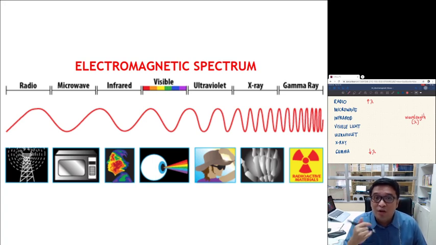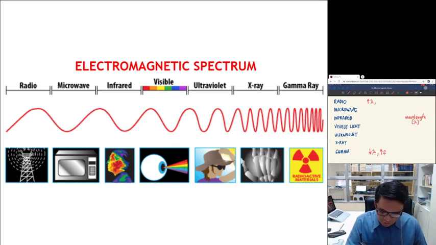Now in terms of frequency, or the number of waves that you see, you notice here that gamma rays are more frequent. They appear many times. So among the 7 waves, gamma rays have the highest frequency, because we see many waves in our diagram. On the other hand, radio waves, because they have longer wavelengths, we don't see a lot of radio waves. So it does not occur frequently.